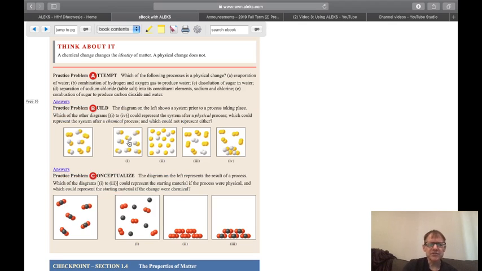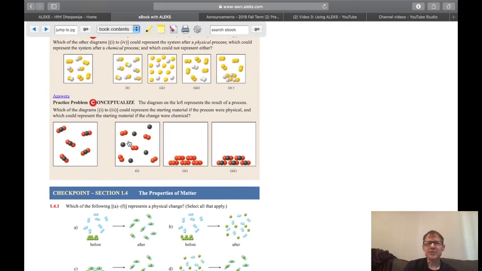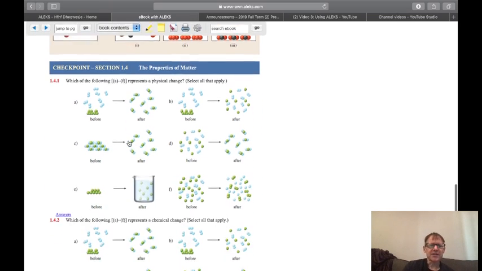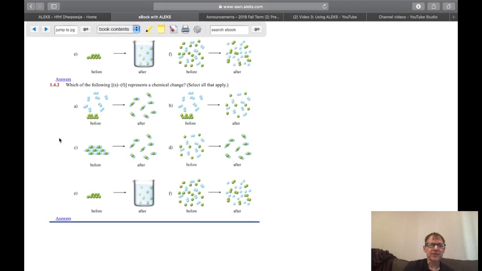You can certainly try the C problems as well. C are usually conceptual type problems, so they're more picture oriented, and they typically don't have the answer. So if you work on one of those problems and you're not sure if you have the right answer, you can always get in touch with me, and I'll let you know if you're on the right path. And then the checkpoints are here as well. Again, the checkpoints have answers as well, so you can take a look at things like that.